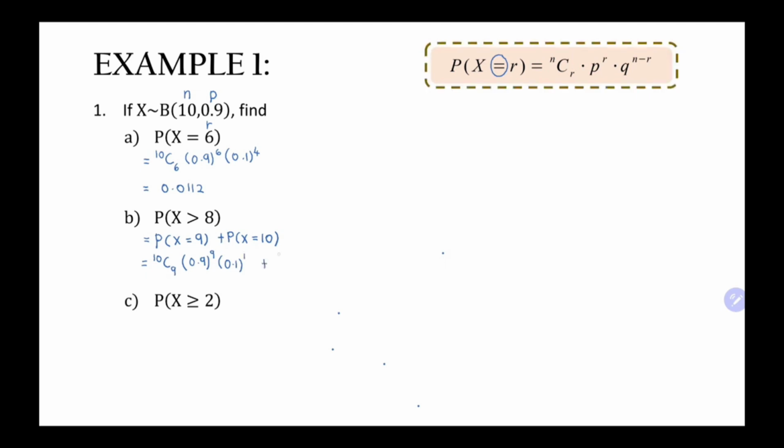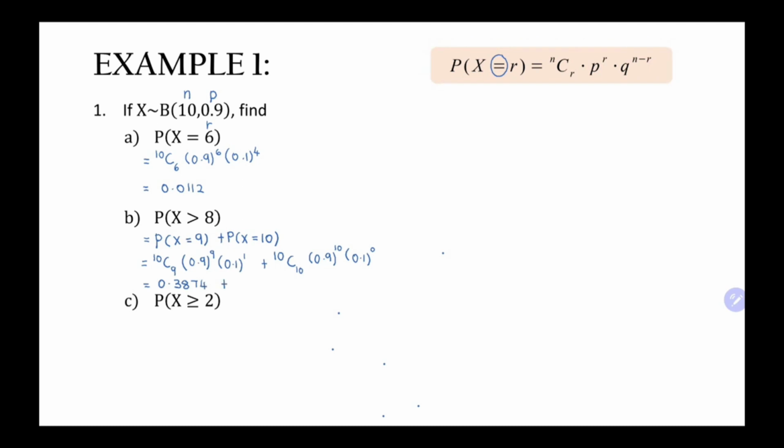Then we plus P(X = 10), so we use 10C10, r is 10, p 0.9 power of r, 10, q 0.1 power of n minus r, 10 minus 10, we get 0. Then we calculate, we get answer 0.3874. We plus with 0.3487. Then we get final answer 0.7361.